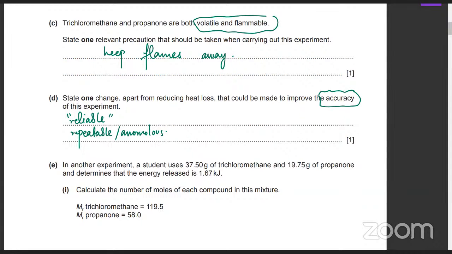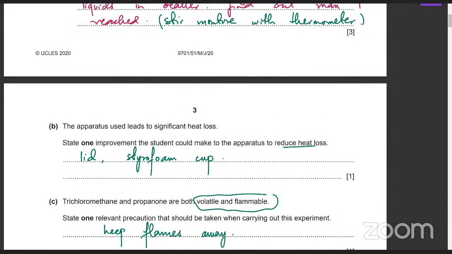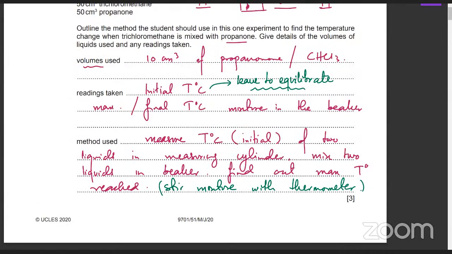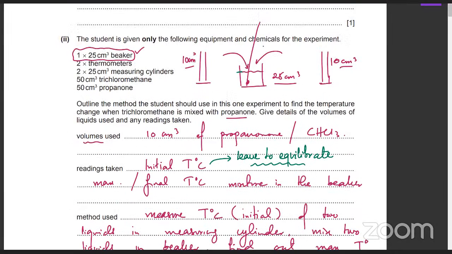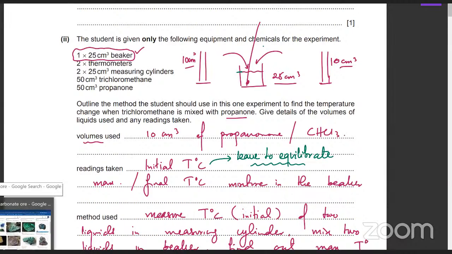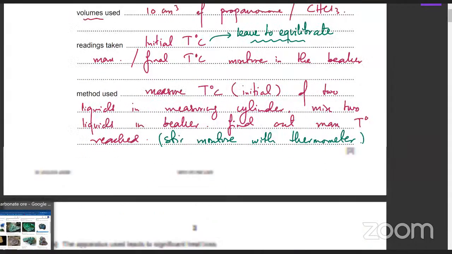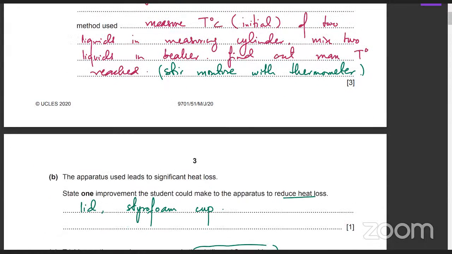So getting rid of heat loss, that's one. And they did ask for that, but they said apart from that, the other method of improving the accuracy is by having a more accurate apparatus. So how can you make the apparatus more accurate? We can use a burette. Yeah, you can use a burette. That's fine. A burette is a lot more accurate.